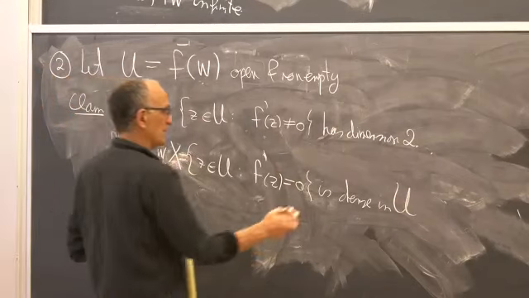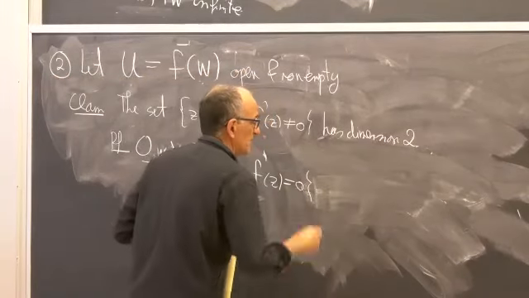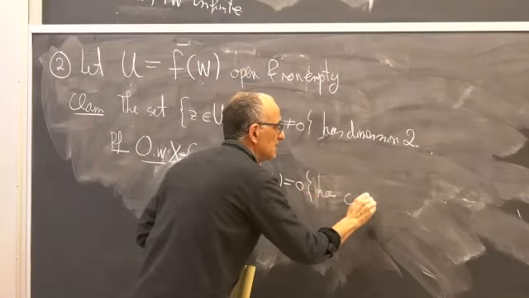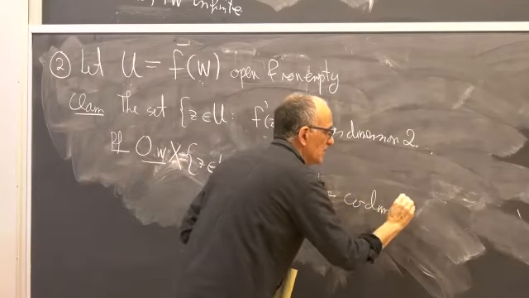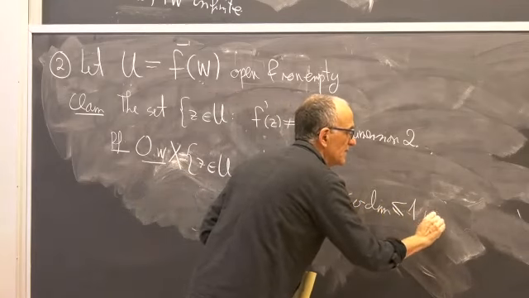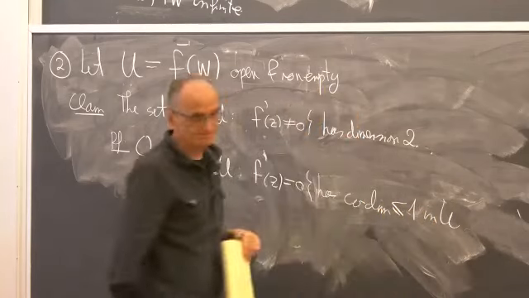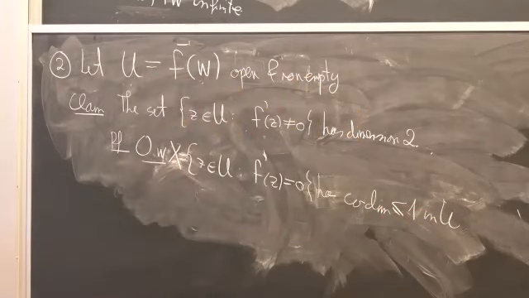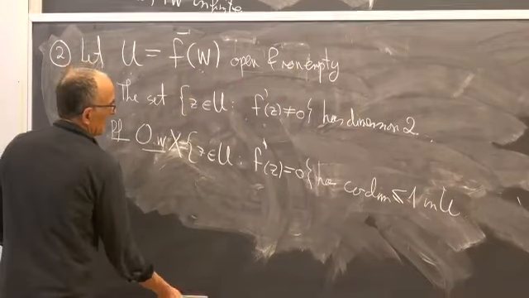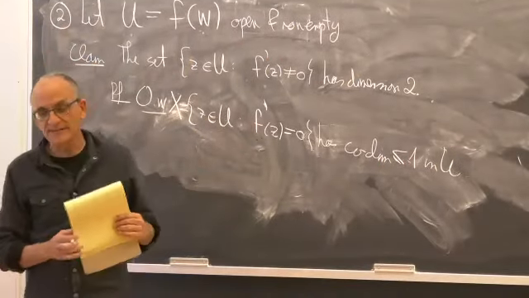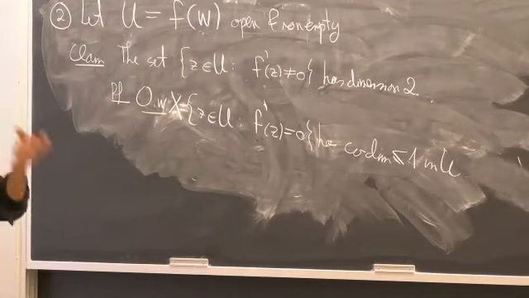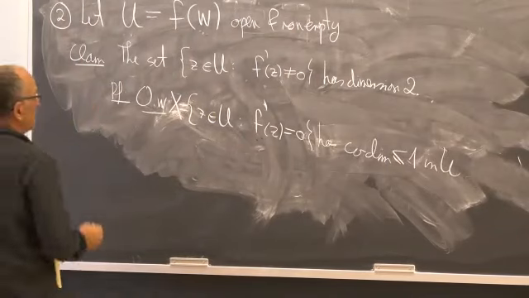Even not dense, it's codimension 1. It has codimension less than or equal to 1 in U, right? Because the complement is exactly the places where the derivative is non-zero. But if the complex derivative, the K derivative, is 0, in particular the R differential is 0.